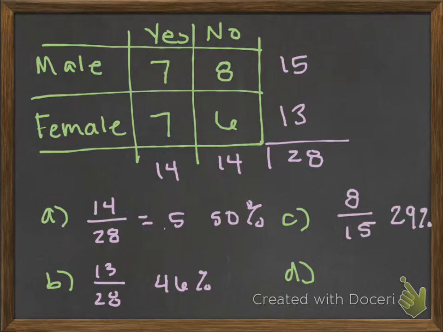Letter D says find the probability the person is female given that they did their chores. So of the 28 people, we know 14 people did their chores. And of the people that did their chores, we know that there's 7 that are female. So this would be 50%. Okay, next one. Actually, I think I have a mistake here. This is not going to be 29%. This will be 53%.